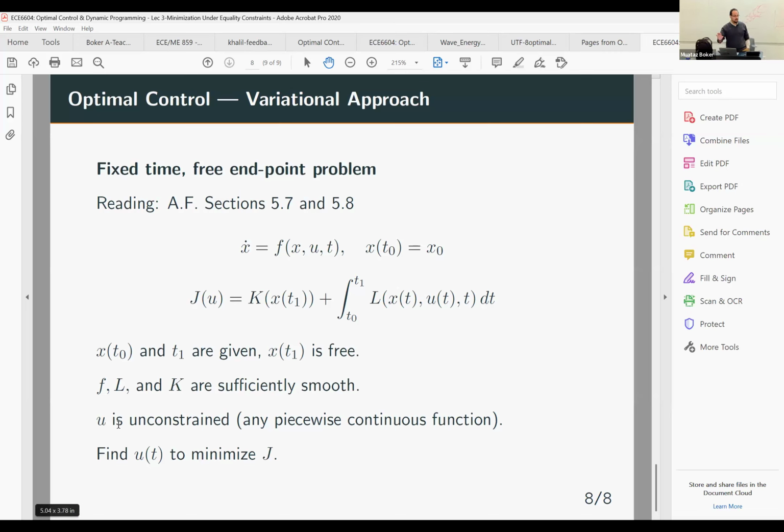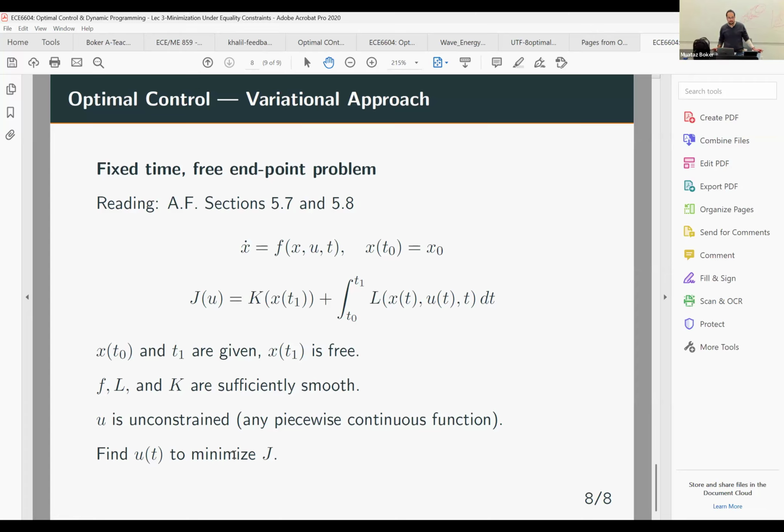u is unconstrained. So in this problem here, there is no condition on u, right? u can be anything, as long as it's a piecewise continuous function, right? Piecewise continuous function meaning a finite number of jumps, okay? So the problem is: find u to minimize J. That is the problem, and we are going to solve this problem next lecture, okay?